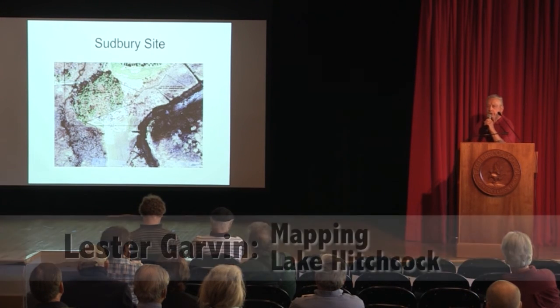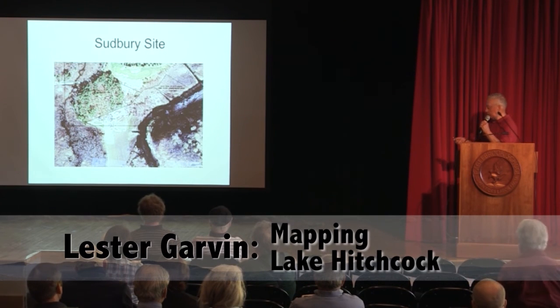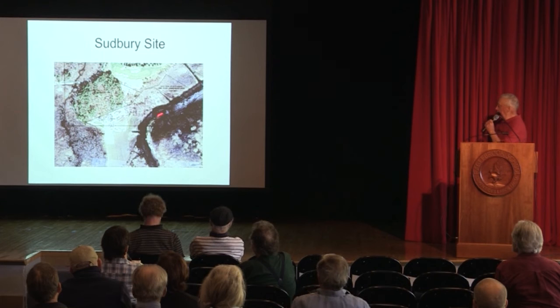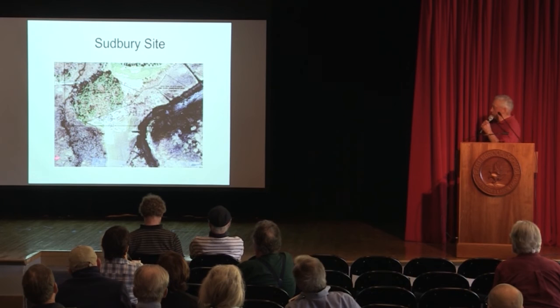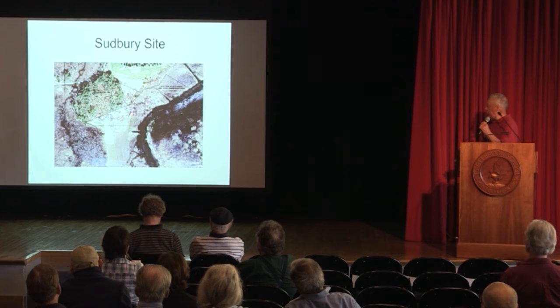If you pull these different elements, site characteristics together, you can do the same thing. Here's a site in Sudbury. Here's the Sudbury River. A wetland over here is the floodplain of the Sudbury. A wetland over here, floodplain area, high ground, and a number of burials in this location.